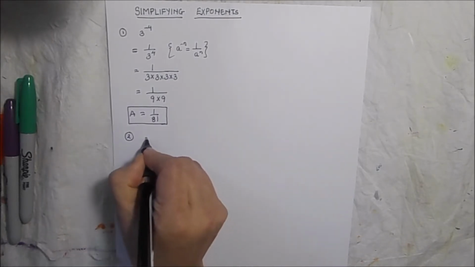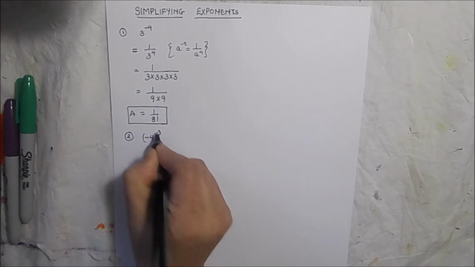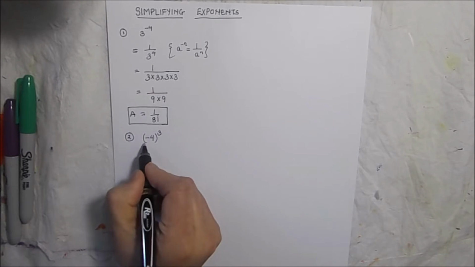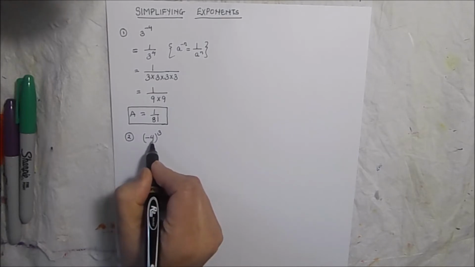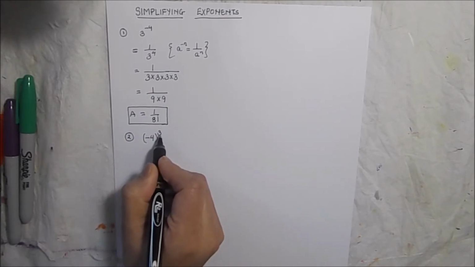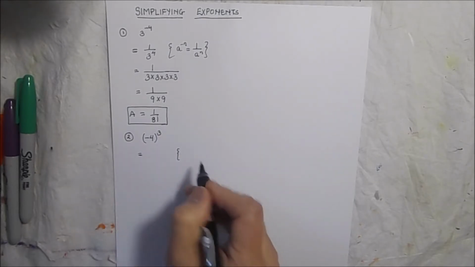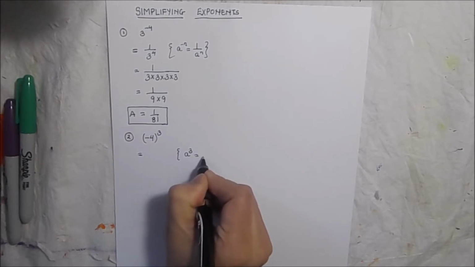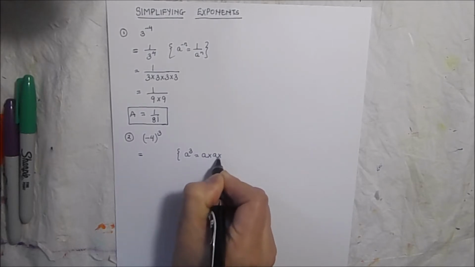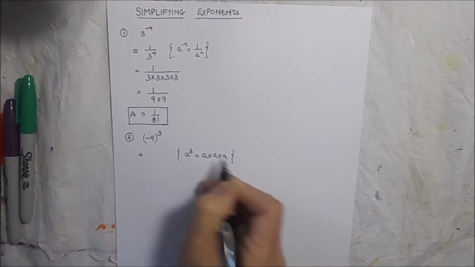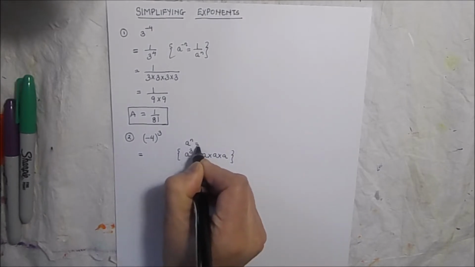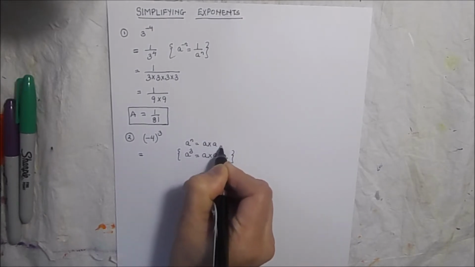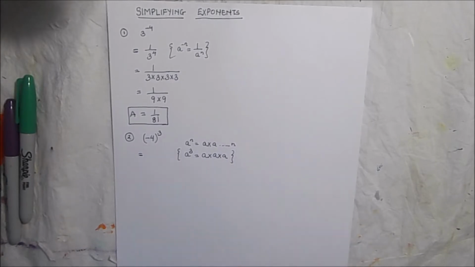Here let's solve minus 4 to the power 3. So here we see that the base is negative, which is negative 4, and it is raised to the power 3. For this we are going to use the rule of exponent, which says that a cube is equal to a times a times a, or a to the power n means n times we have to multiply a.